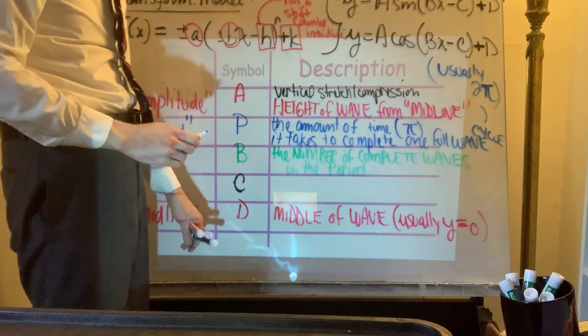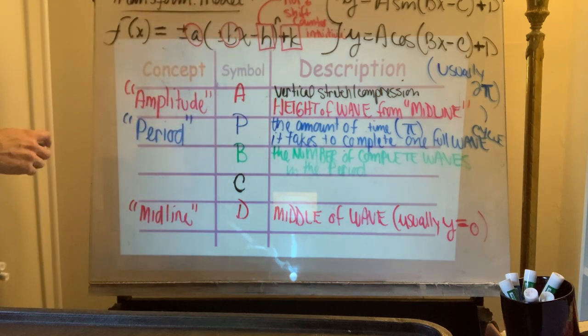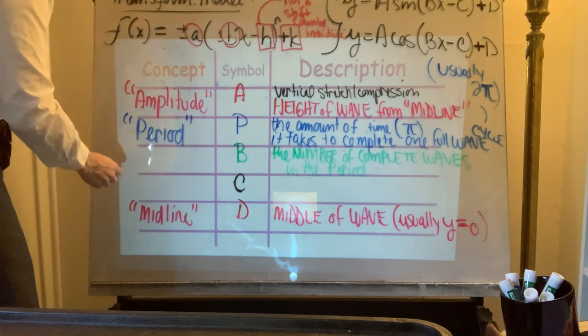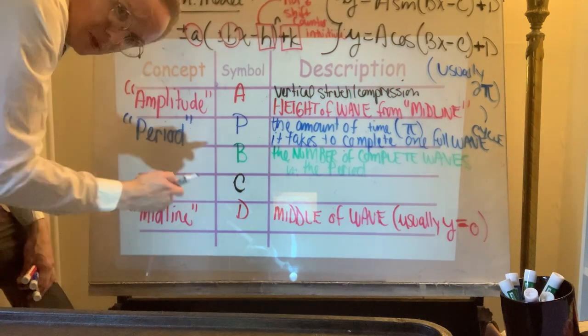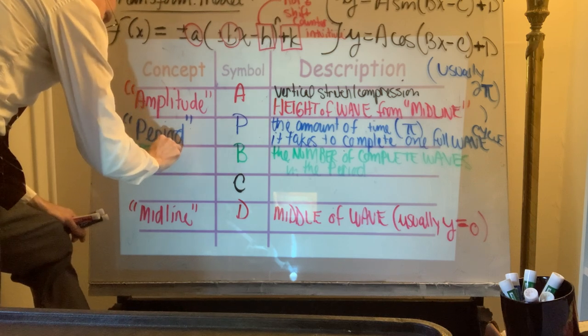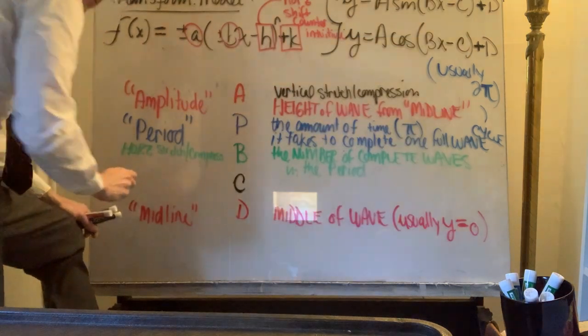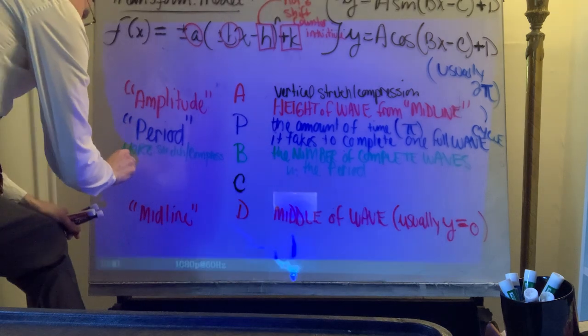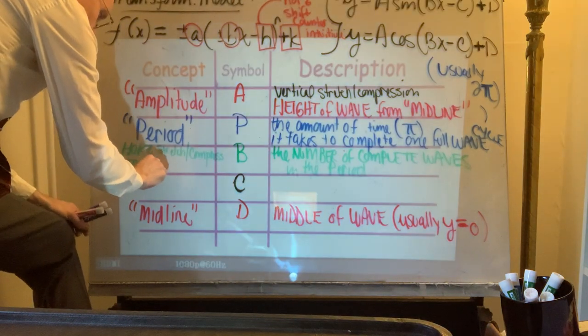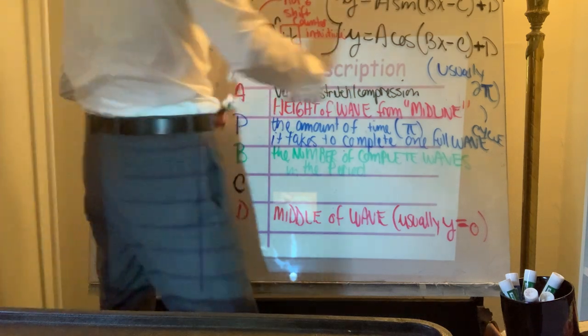Is that visible? I'll read it. The number of complete waves in the period, right? And that really depends on the problem. This is probably from a more familiar perspective. This is the horizontal stretch or compression factor. Just like amplitude is really the vertical stretch compression factor. Factor. Something you multiply by. All right.